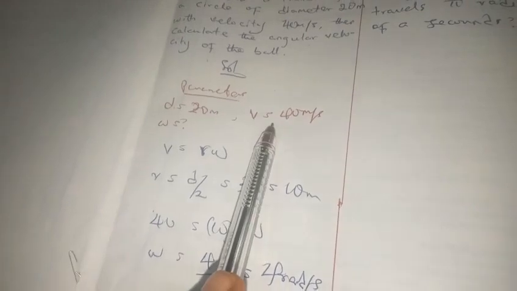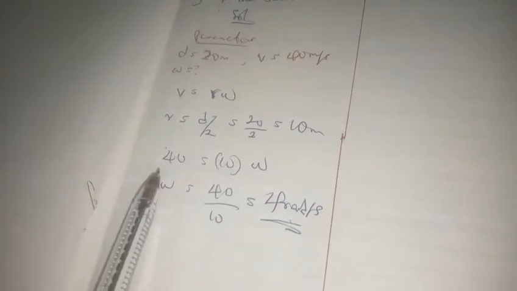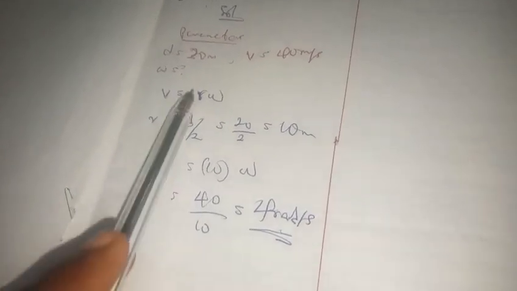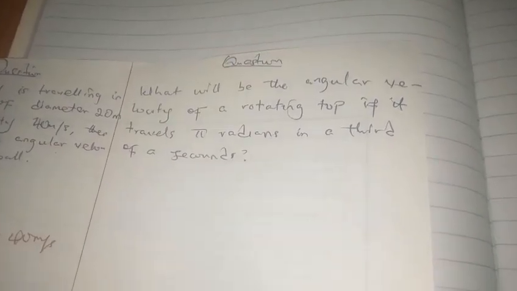So this is how to solve this question. Bring out your parameters, put in your formula, get your r, and then you solve for omega. Put your v is 40, r is 10, and then make omega the subject of the formula, you get it. Now to the second question. We have, what will be the angular velocity of a rotating top.